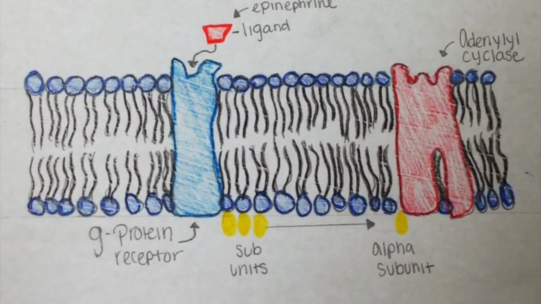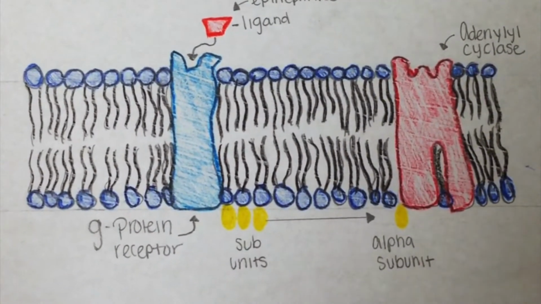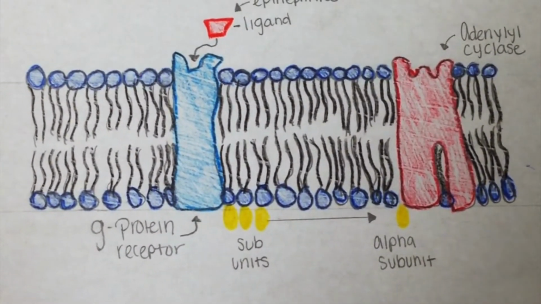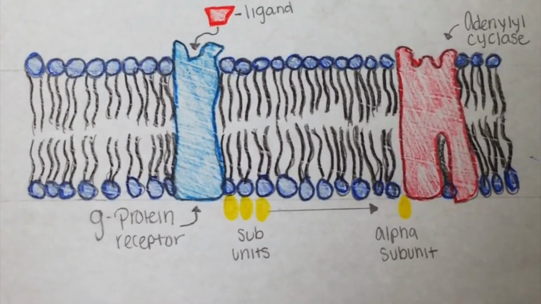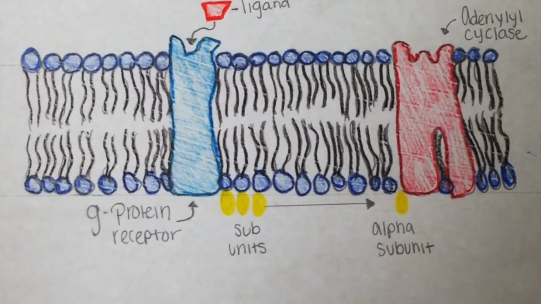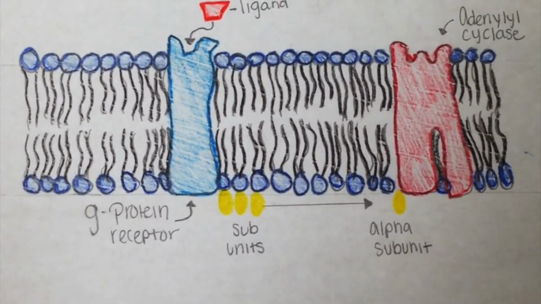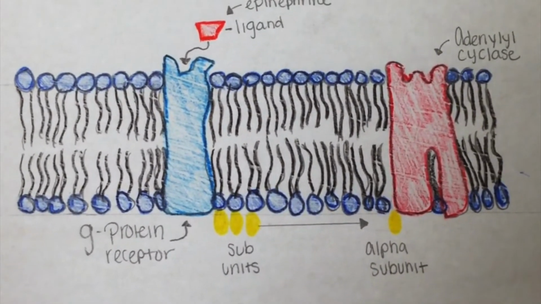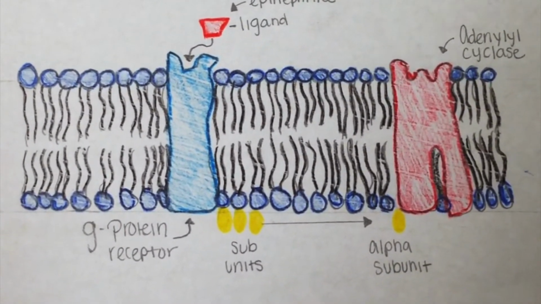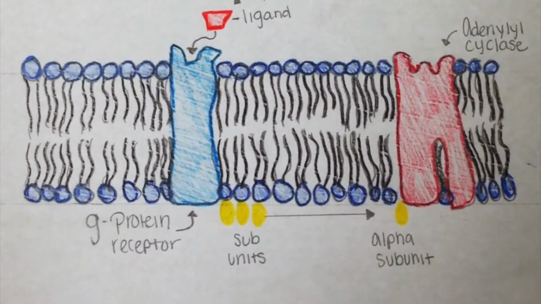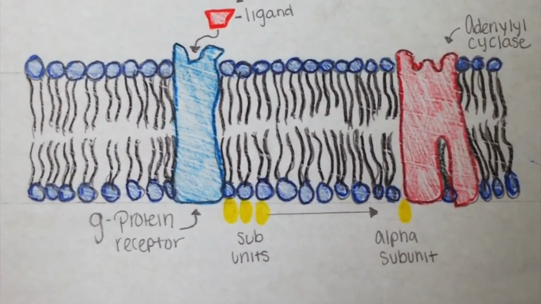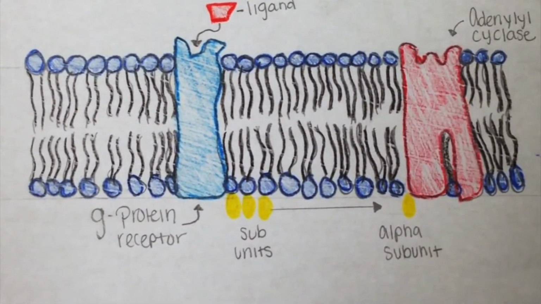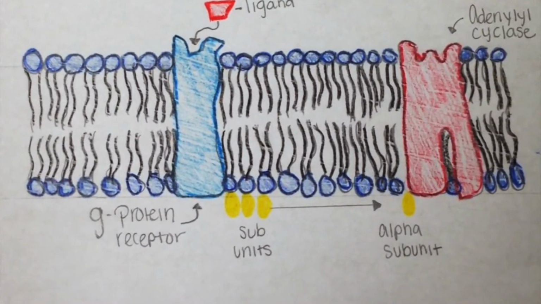Cell and how epinephrine affects it. So we have epinephrine, which is the hormone messenger that is given off by the adrenal glands. Epinephrine is then going to go and dock with the G protein receptor. The epinephrine is known as a ligand, which is a chemical that cannot make it through the phospholipid bilayer.